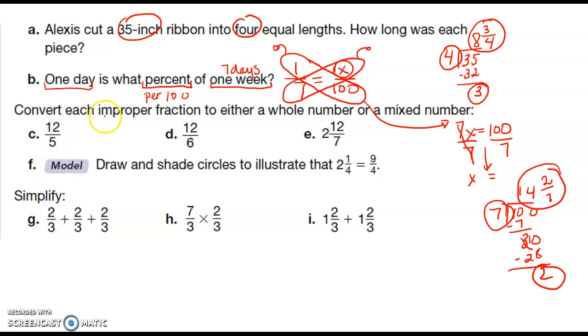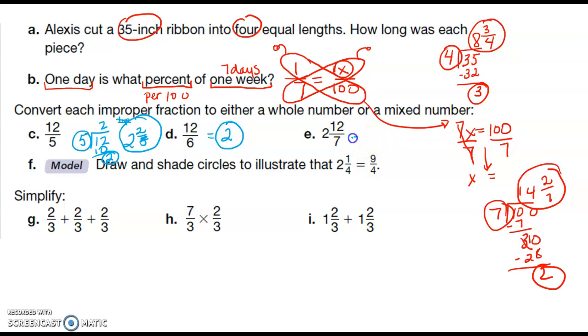All right, convert each improper fraction, so that means the top is heavier than the bottom, to either a whole number or mixed number. Okay, so the way that I'm going to do this is I'm going to divide. So 5 goes into 12 2 times, with 2 left over. I'm going to put the 2 over 5, and my answer is 2 2/5. 12 divided by 6 is equal to 2, and that's my answer.